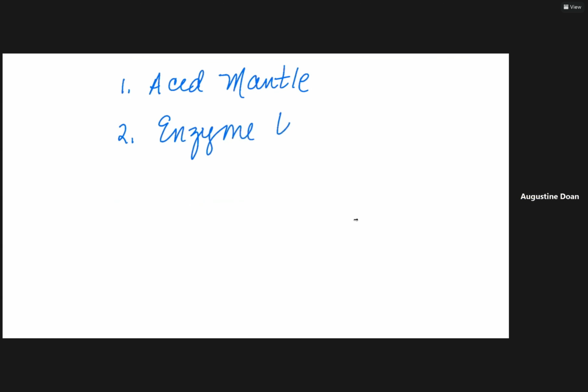So what I have is the acid mantle. It's found on the skin and the vaginal and stomach secretion that inhibits bacterial growth. And I also have enzymes found in the lysosome that are found in saliva, in respiratory mucus, and the lacrimal fluid of the eye. So that destroys bacteria. And there's also protein digesting enzymes in the stomach that also kill a lot of microorganisms.